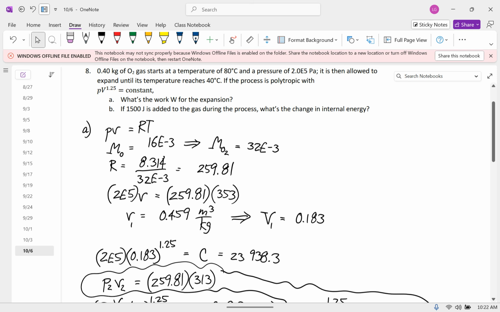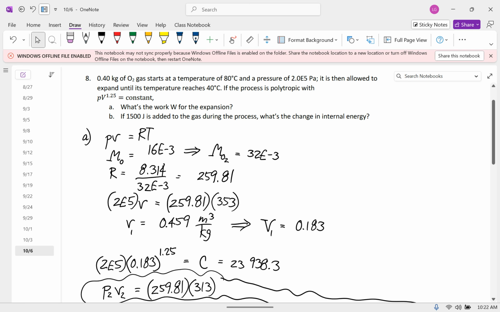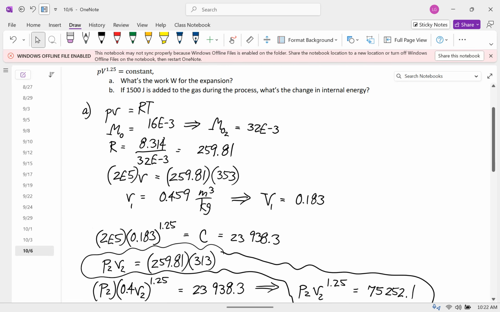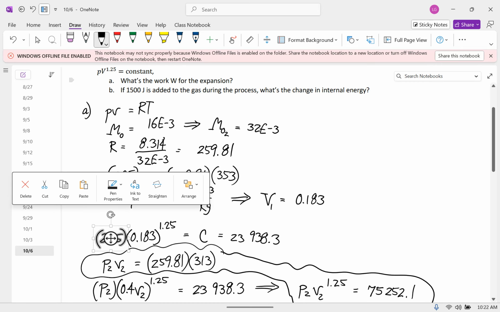Okay, that's a tricky one. It just takes fitting a lot of pieces together, being able to see what you have and plan out your steps a few steps in advance. The next one shouldn't be so hard. We're saying 1,500 joules is added to the gas during the process. It doesn't even say whether it's work or heat.